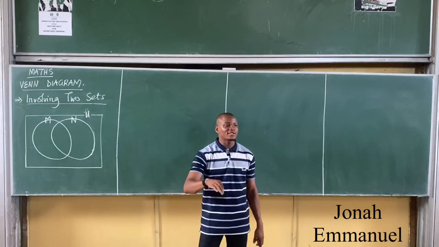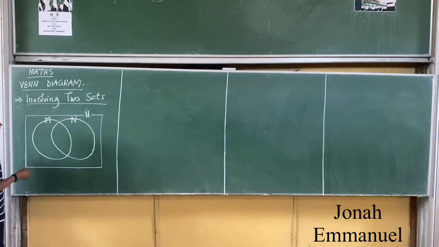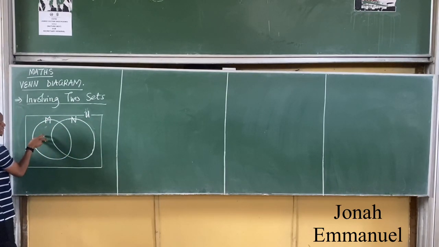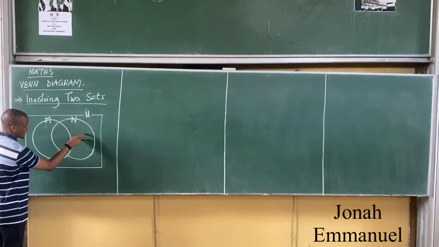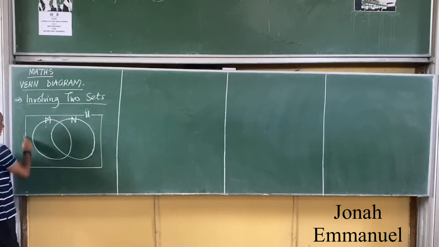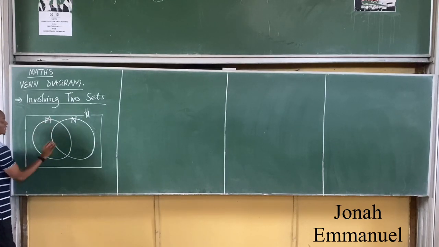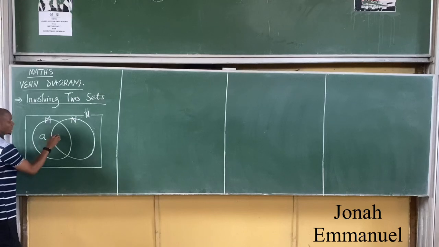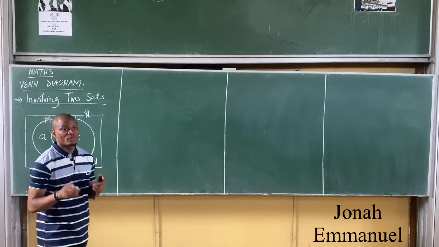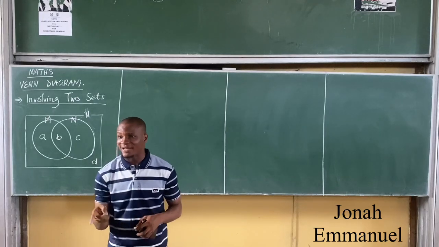Let's get all the parts right here. If I look at this now, I have this piece, the piece outside all of this, this piece here, and this piece here. So for a Venn diagram involving two sets, there are four spaces. Let's label them A, B, C, and D. When it comes to solving problems on Venn diagrams, they will say you should also use set notation. So I'm working with both a diagram and a notation.